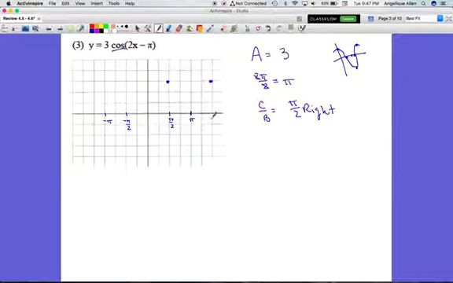I'll go down and label that one. That would be 3 pi halves. So beginning, end, middle is here, and that's where I do my absolute minimum, 3 down. And then between beginning and middle, I'll hit the x-axis, and between middle and end, I'll hit the x-axis. And there's 1 period, and so I'm going to repeat this pattern over to the left.